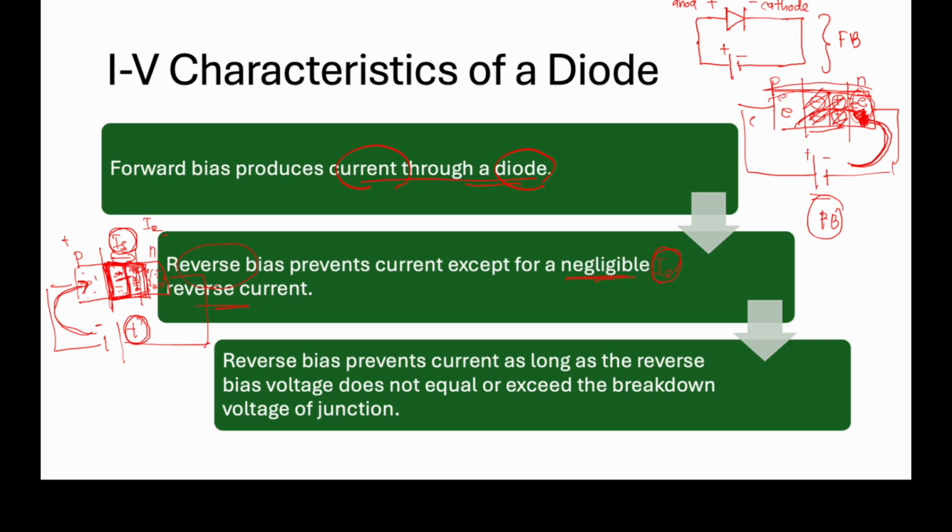So the reverse bias prevents current as long as the reverse bias voltage does not equal or exceed the breakdown voltage of a junction. However, if you apply more voltage here, if you increase the value of the voltage, what will happen to this diode? It will fall into breakdown. And what will happen in this breakdown? We can see this later.